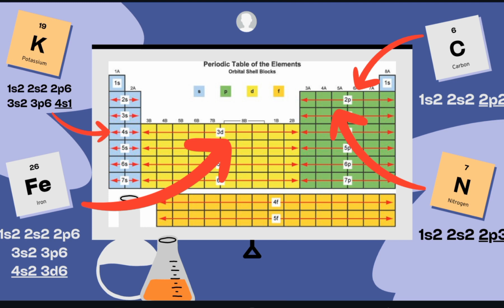Last but not least, iron has 8 valence electrons, in which 6 are located in the 3d orbital and two valence electrons are located in the 4s orbital. Since its valence electrons are located in the 4s and 3d orbitals, iron is located in the d block. Iron is located in the d block, and it is a transition metal.